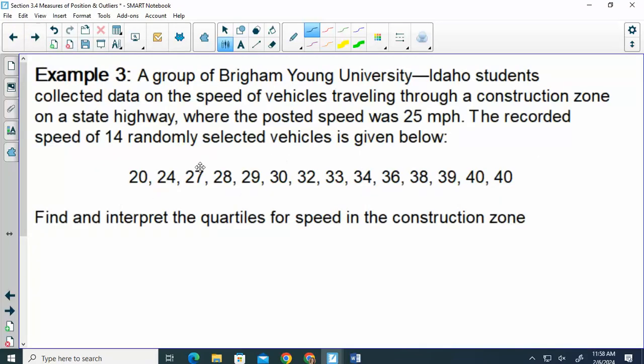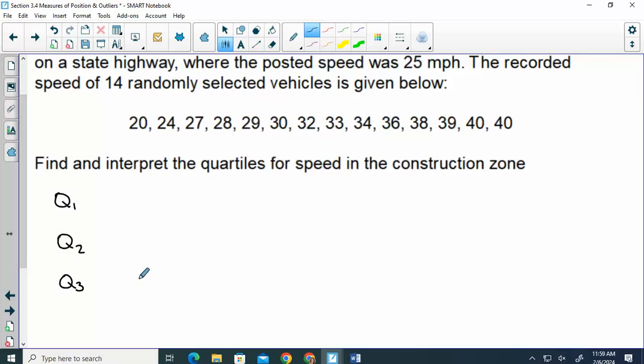All right, so this is speed data for vehicles going through a construction zone. We have 14 vehicles. I want to find the quartiles: quartile 1, quartile 2, quartile 3. My recommendation to you, first of all, I was nice and put this data in numerical order already, but make sure it's in order from small to large. I would start by finding quartile 2 because we've done that before. It's the median. How do you find the median?